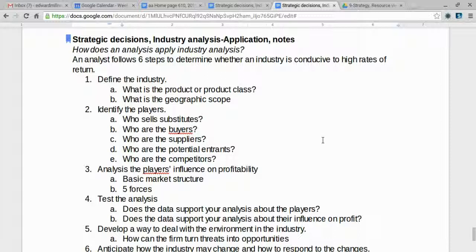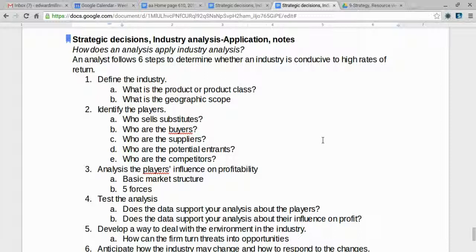Now, suppose an analyst has decided they want to use Porter's five forces model to analyze the market. We either want to figure out, is this market conducive to high profits, or we're in the market, what's the best way for us to make money within this market? The analyst should follow 6 steps.